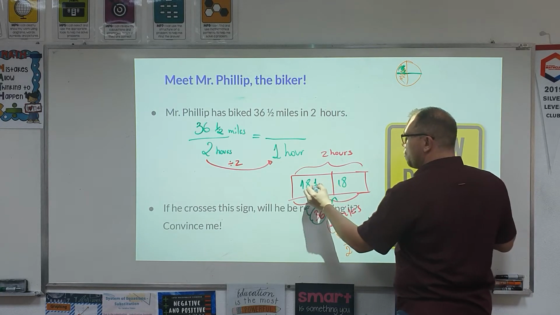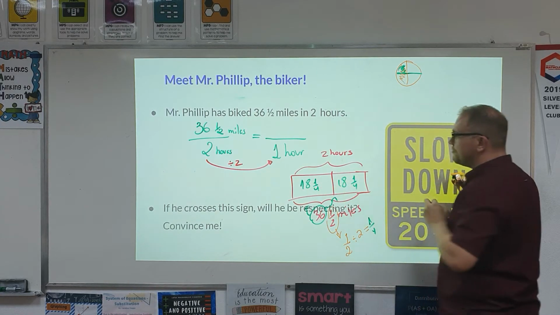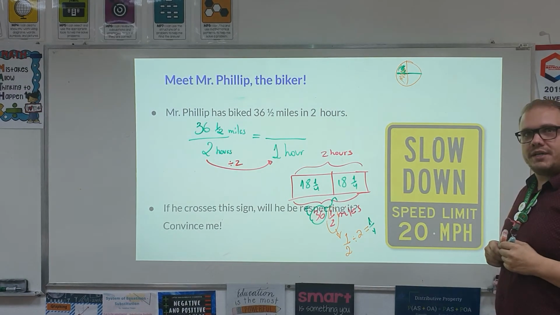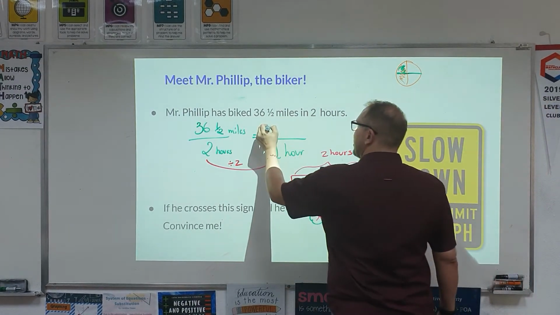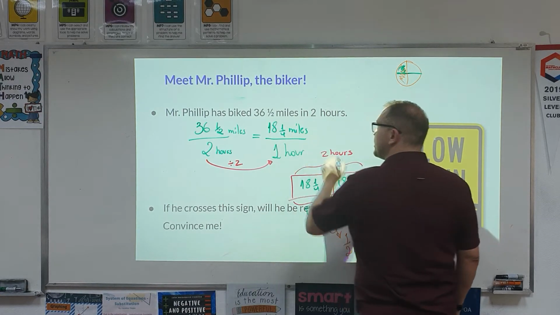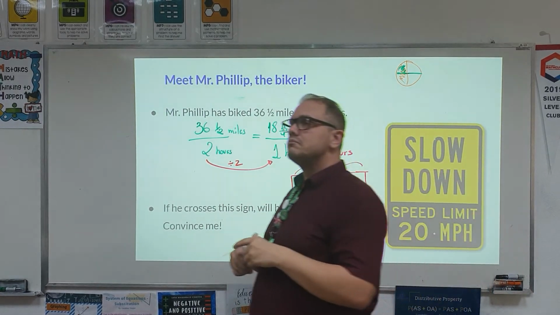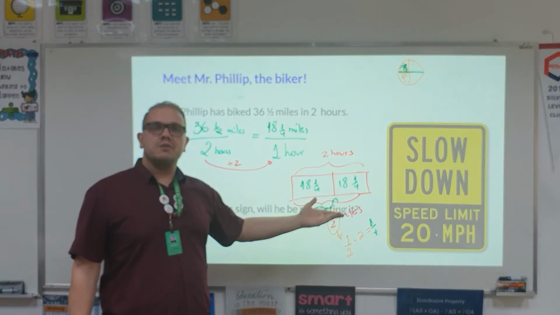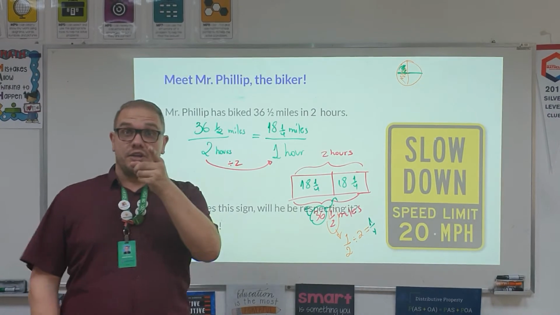So if I put a quarter here and a quarter here, I would have my 36.5, right? So that's it. He actually travels 18 and 1/4 miles in an hour. Well, so he will be respecting the speed limit. You got it? Right?